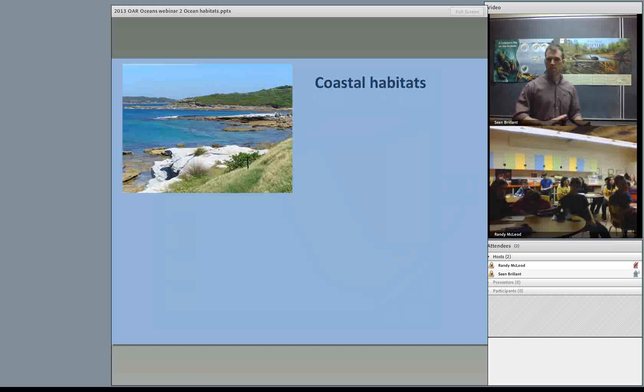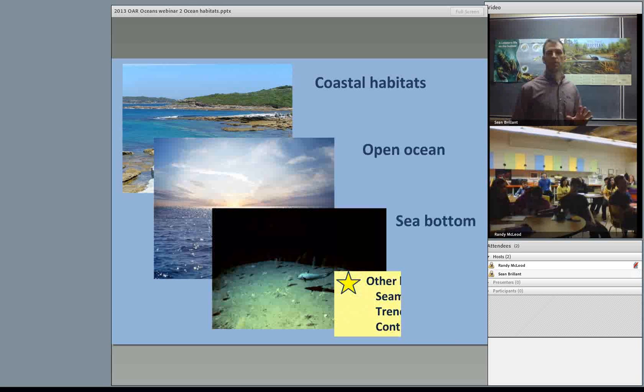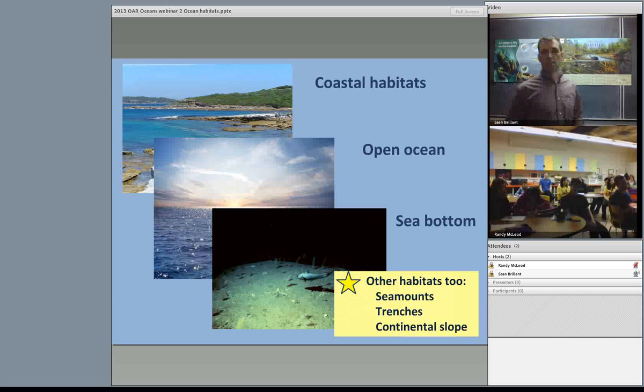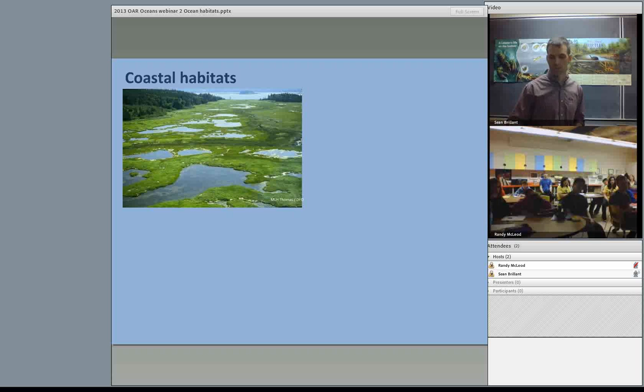So keeping these things in mind, we can look at three broad types of habitats within the ocean. There are coastal habitats, there is the open ocean, and there is the sea bottom. Once again, I'm cheating because there are other habitats in the ocean that I'm omitting. Seamounts are mountains underwater that occur from the sea floor and reach up. Trenches are canyons in the ocean floor. Continental slope is the slope when you go from land or a continent down into the deep ocean. These are all different types of habitats within the ocean as well, but I'm going to focus on these three here.